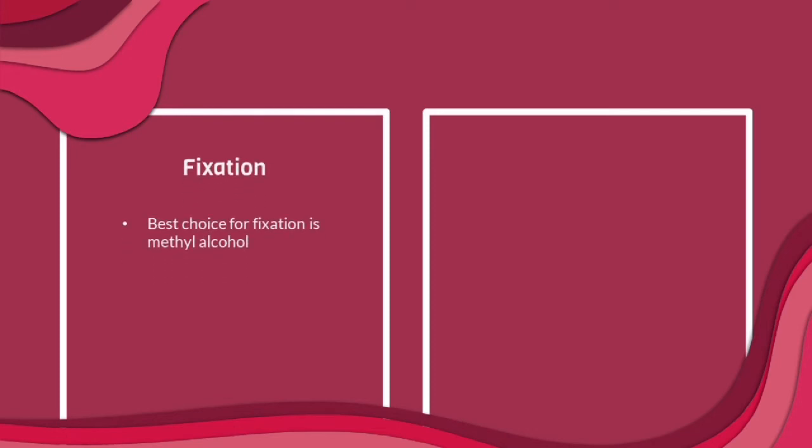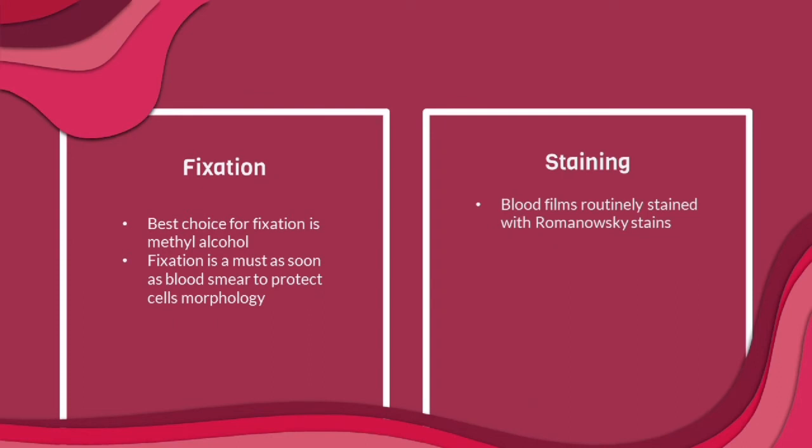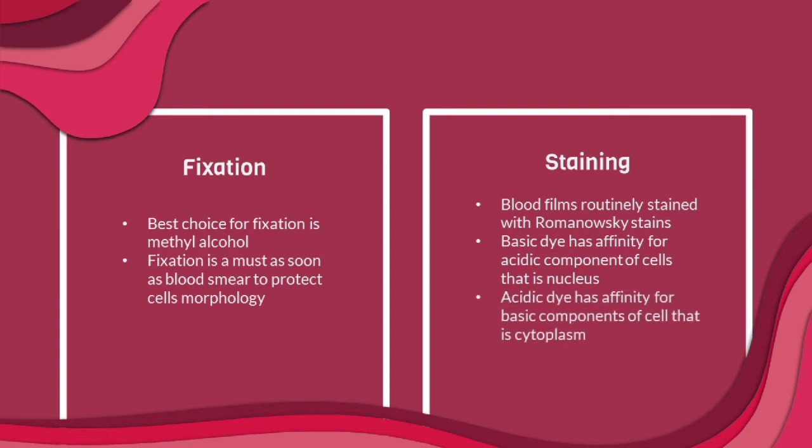The best choice for fixation is using methyl alcohol. Fixation is a must as soon as the blood smear is dry to protect the cell's morphology. Romanowsky stains are used to routinely stain blood films. Stains contain a basic dye, which has affinity for acidic components of cells, that is the nucleus, and an acidic dye, which has affinity for basic components of cells, that is the cytoplasm.